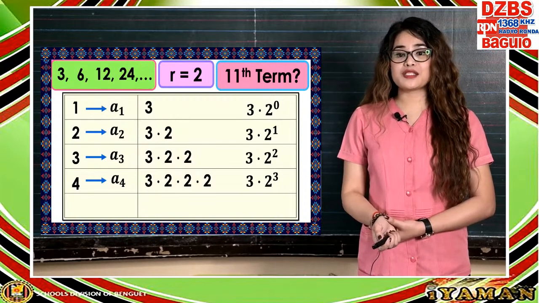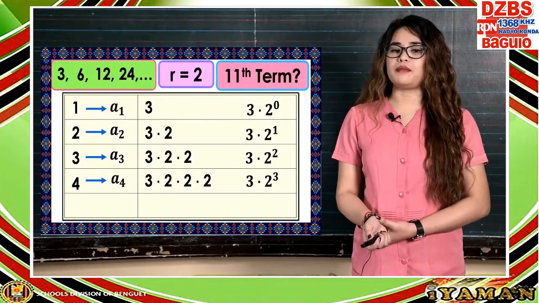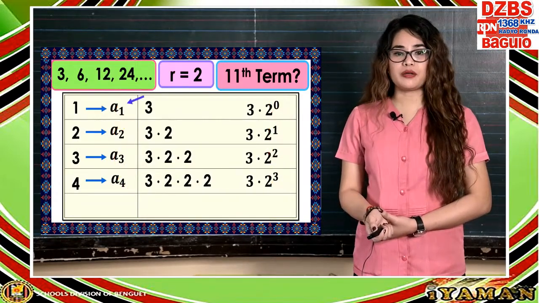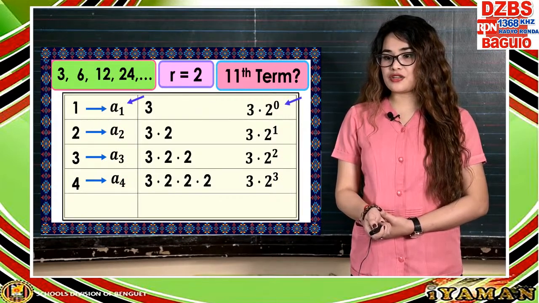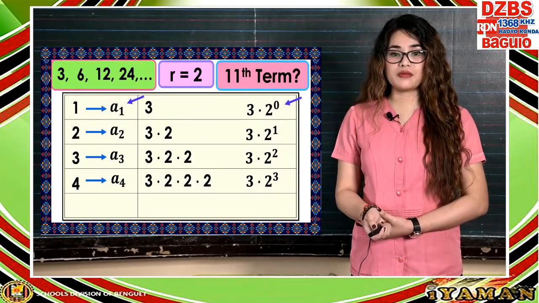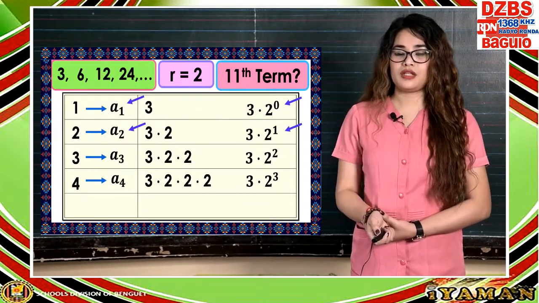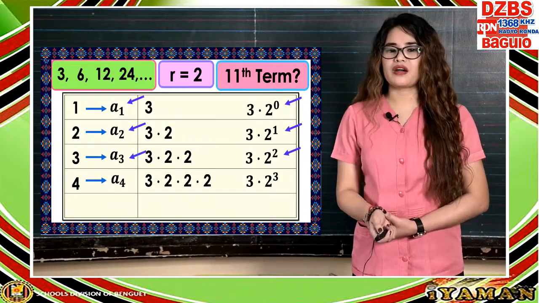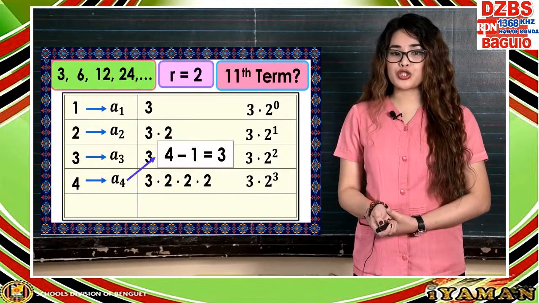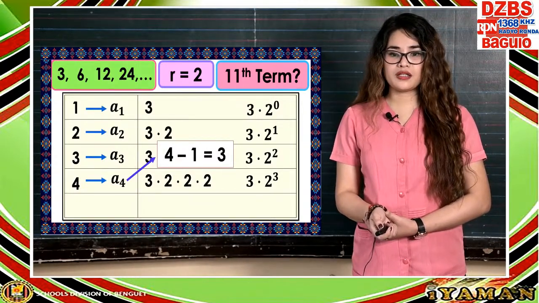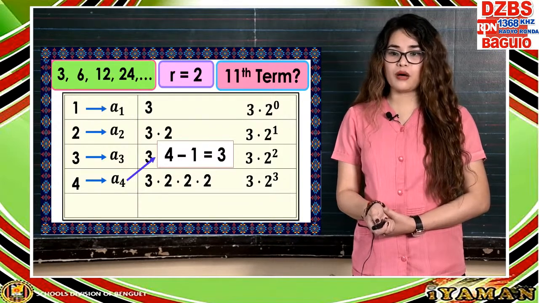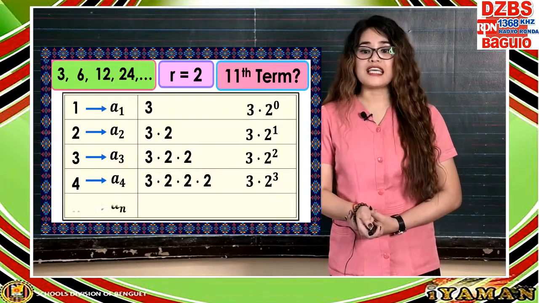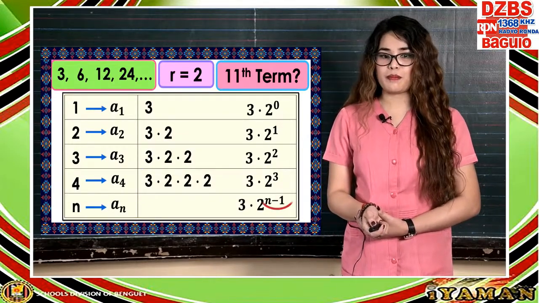Now, let's take a look at the exponent and the number or position of the term. What is their relationship? For the first term, a sub 1, the exponent is 0. For the second term, a sub 2, the exponent is 1. For the third term, a sub 3, the exponent is 2. What are we doing here? We are taking the number of the term, subtracting 1 from it, and making that the exponent of the common ratio. In other words, the exponent of the common ratio is one less than the position of the term.